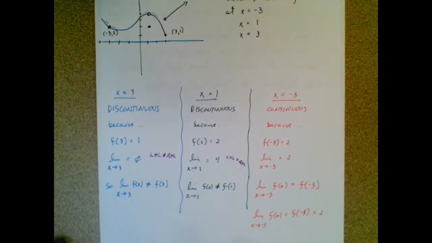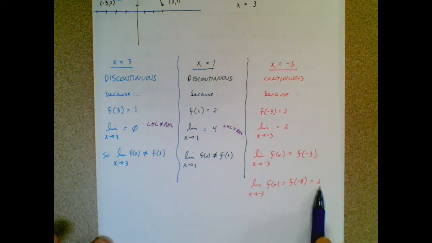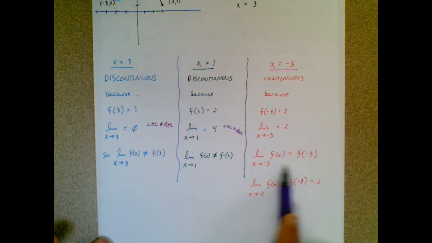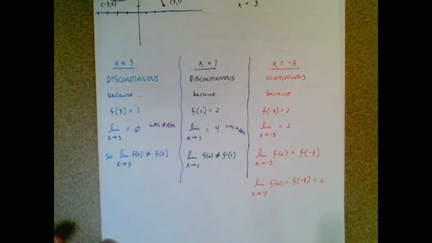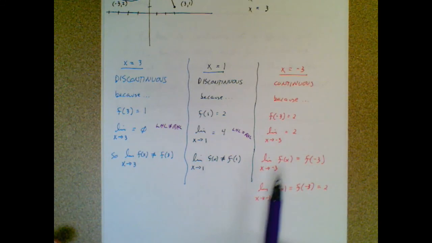And if you wanted to fancy it up a little bit, my limit value equals my function value equals 2. In other words, both the limit and the function value equal the y value of 2, but you don't have to do that. You can do this. If you had to justify continuity in a very formal math setting, this is what you would do.